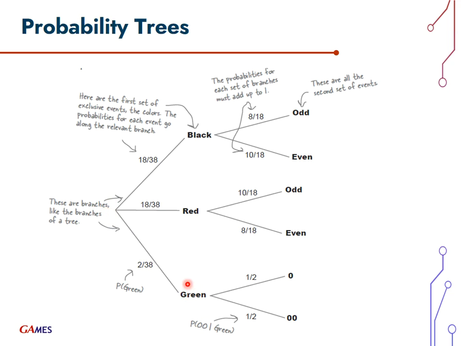Then the probability of green given this. When we come to the next branch, the probability you get here is the probability of this given this. So the probability of your odds given black is 8/18. It's no longer the probability of your odds, because the probability of odds is 18/38. The probability of your odd is simply the sum of the probability of this and the probability of this, the probability of all the odds.